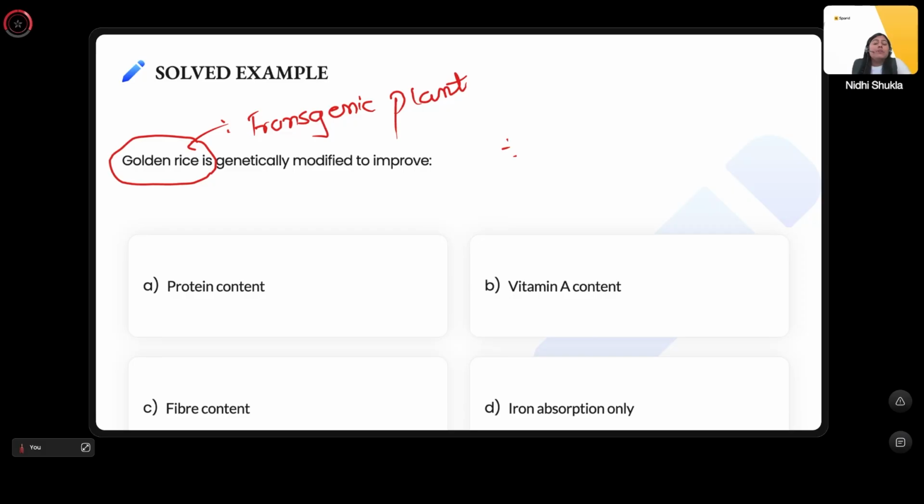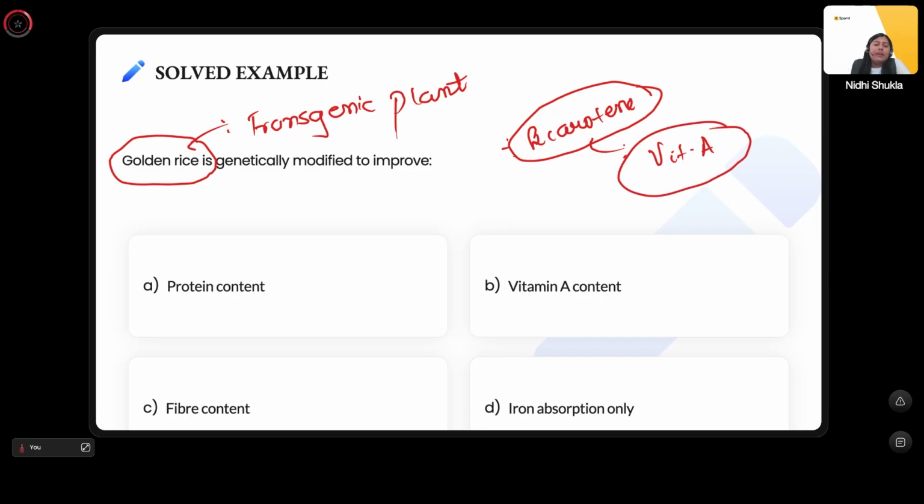Why is it so? Because it has a beta carotene gene which gives it that color. But with that, it also helps in the production of vitamin A. So golden rice is genetically modified to improve vitamin A content. Now you know this vitamin A is very essential. Why? Because vitamin A prevents night blindness.